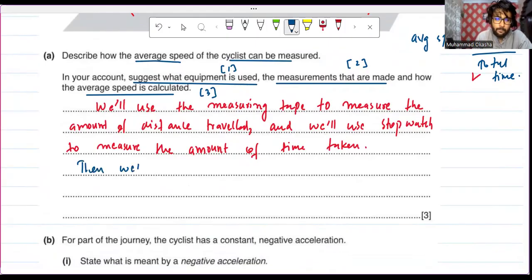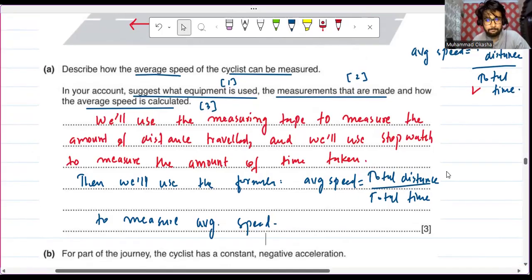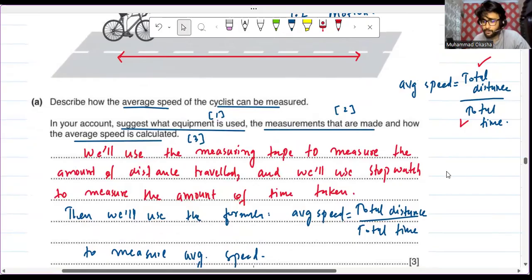Then we'll use the formula. And what's the formula? We know that the formula is average speed is equal to total distance over total time. We'll use this formula to calculate average speed. That's it. This is for 3 marks. I hope it makes sense, right? So you have to use the right instrument to measure the length, the right instrument to measure the time, and take the measurements, and that's that.